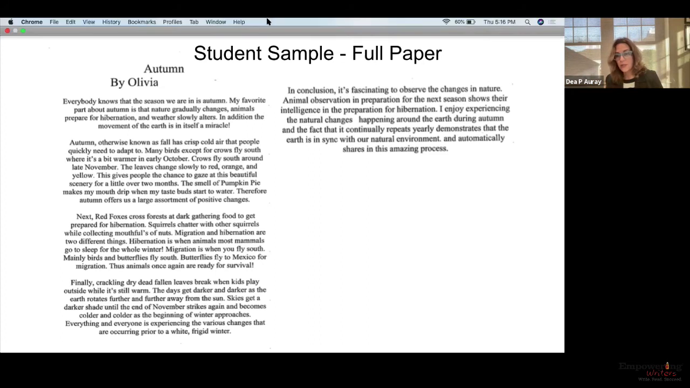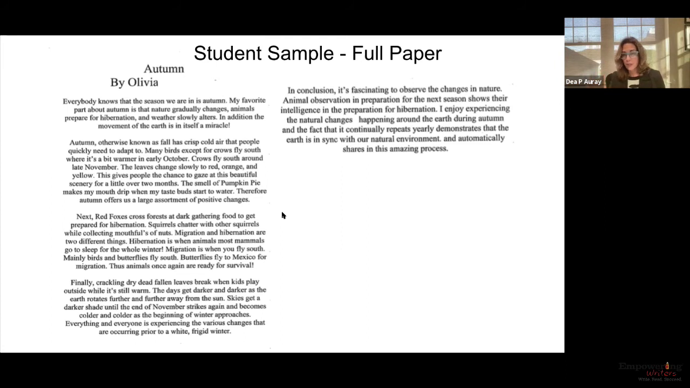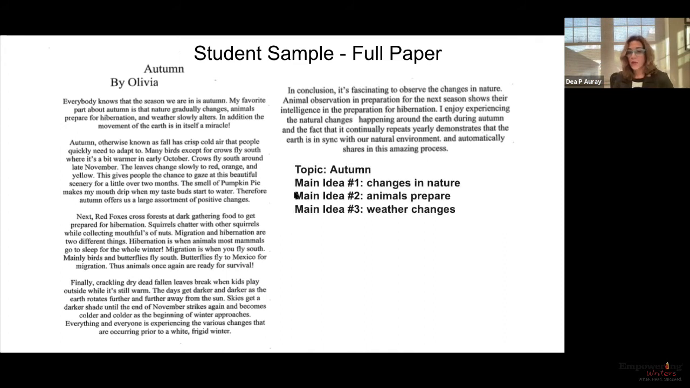And the first thing we do is this, always. When I look at student work, I go back and I say, okay, what's the topic? The topic is autumn. What are the main ideas? Because that helps me understand and reminds me of what the student was trying to convey. So when we come back, we have the topic. Main idea number 1 is changes in nature. Main idea number 2, animals prepare. Main idea number 3, weather changes. So knowing what the topic is and those main ideas, anybody have any thoughts on what's a little different? What might you focus your energy on?